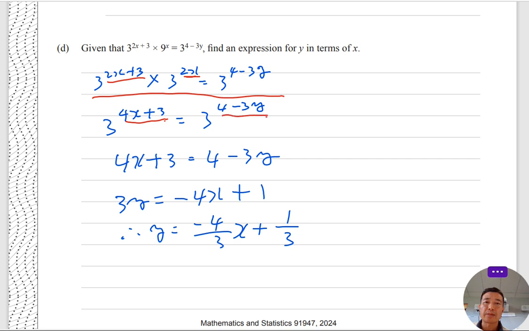And the right-hand side is the same. So that means the index should be the same, isn't it? So you simplify, rearrange it, so make y the subject. You get y equals negative 4 over 3 x plus 1/3.